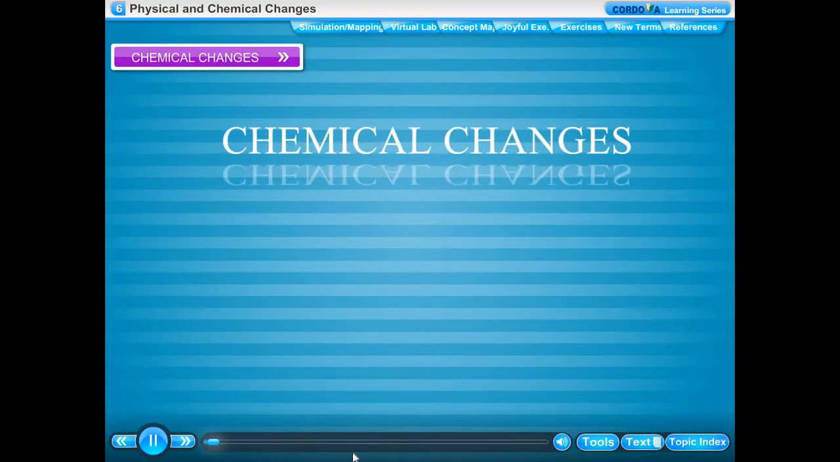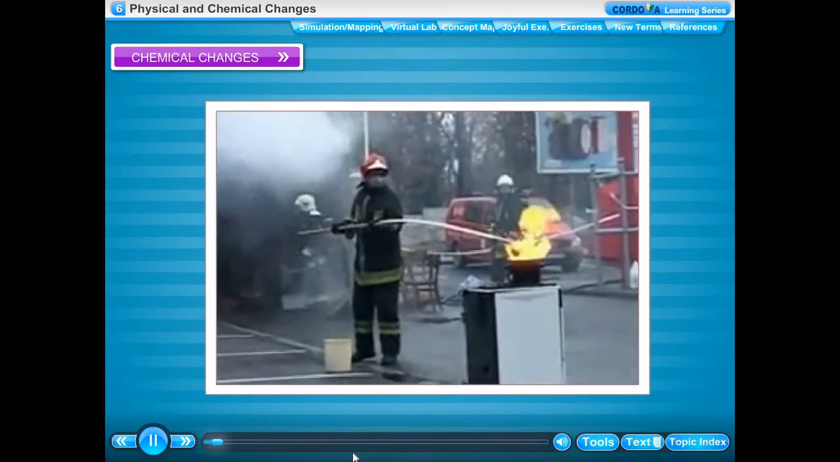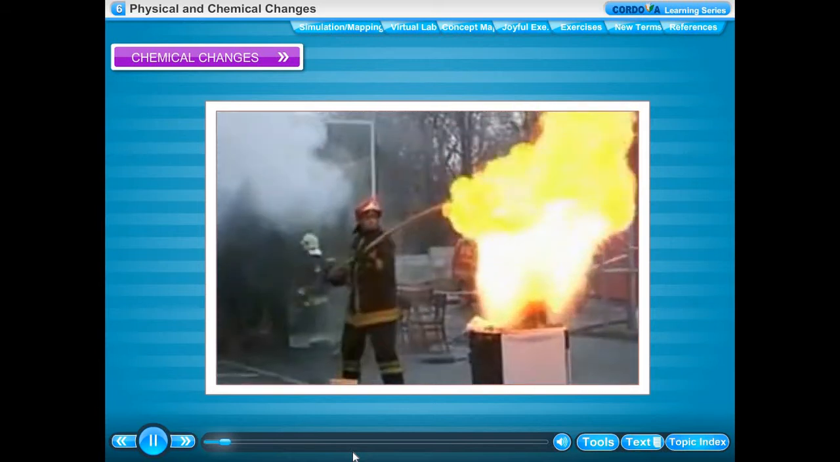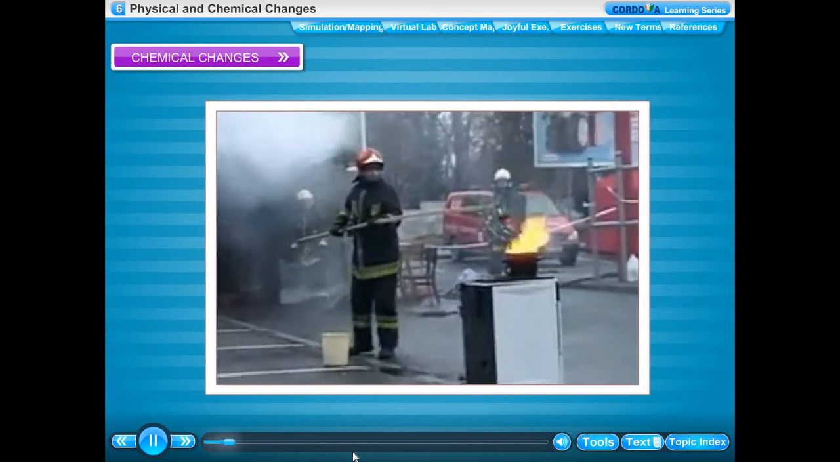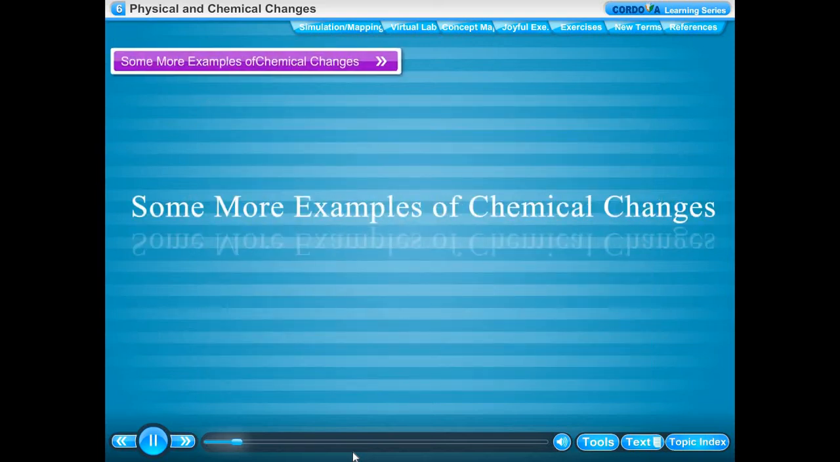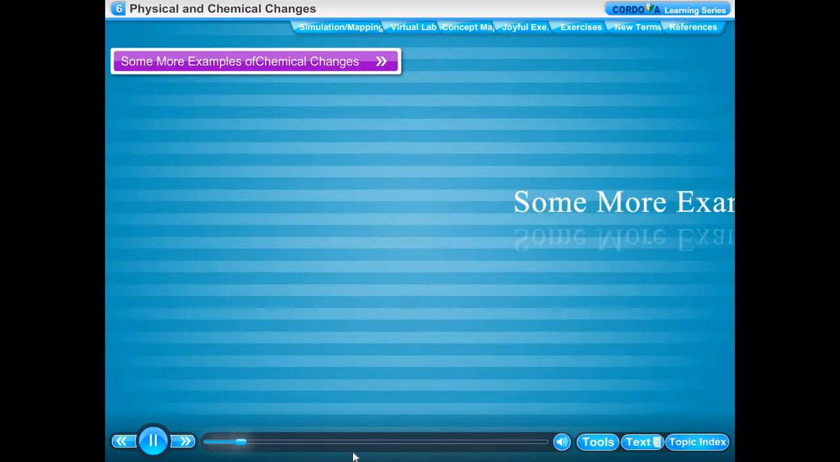Chemical changes. A change in which composition and chemical properties of a substance get changed and one or more new substances are formed is called a chemical change. Some more examples of chemical changes.